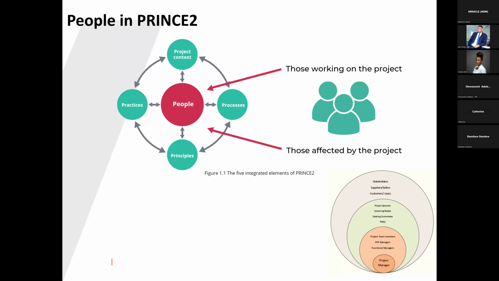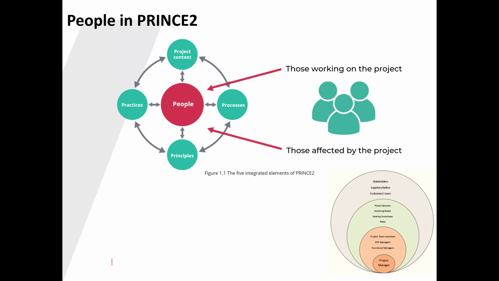Those affected by the work, when you look at the ring on the bottom right, you can see that the first person we have there is a project manager. The project manager is the person connecting everybody together. As a project management person, you are expected to connect everybody together, meaning you're working with the PMOs, the functional managers, your project team members, the governing bodies or project sponsors, the suppliers and the users, or the sellers and the customers. You are connecting everybody together. Communications will happen. These are everyone working on your project.